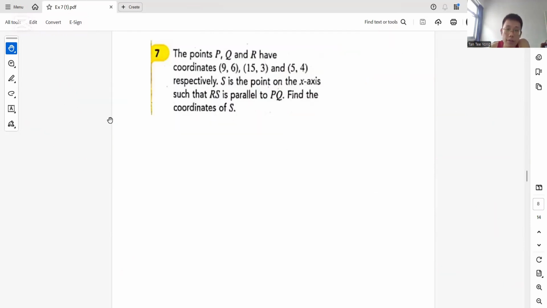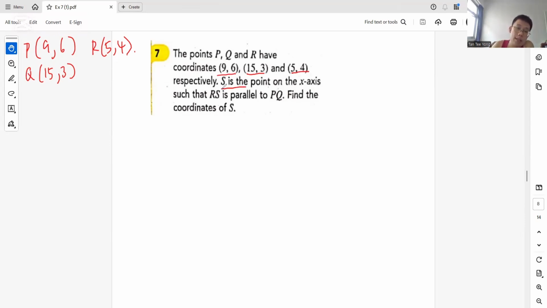Okay, let's go through question 7 together. Points P, Q, R have coordinates 9, comma 6, 15, 3, and 5, 4 respectively. So that means P is 9, comma 6, Q is 15, comma 3, and R is 5, comma 4. We will visualize all this by drawing it on the y and x axis.